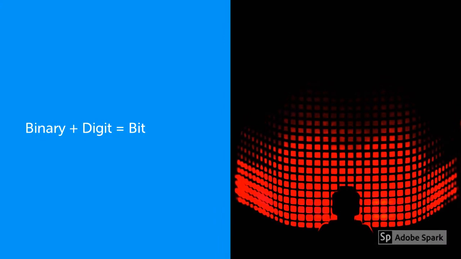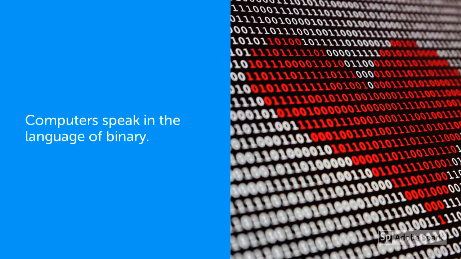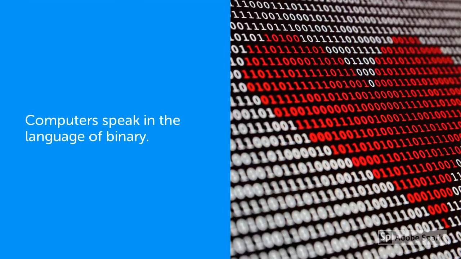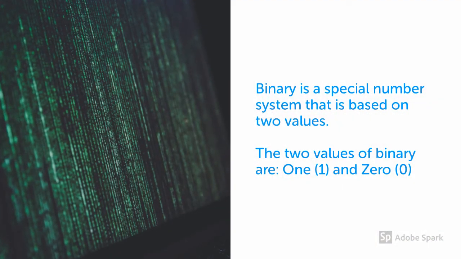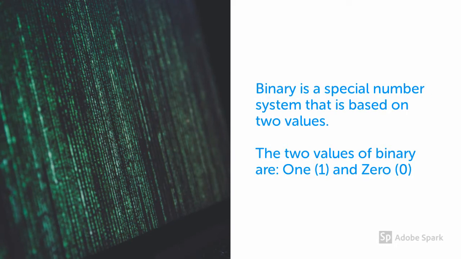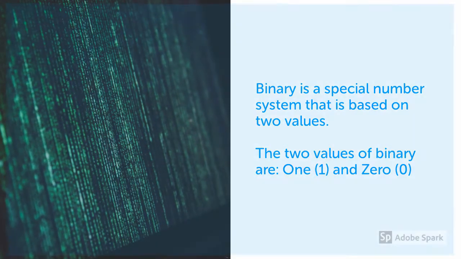A bit is a word that we use to describe a binary digit. And binary is the language of computers. Now this might sound complicated, but we're going to break it down. The binary system only has two values, a 1 and a 0.